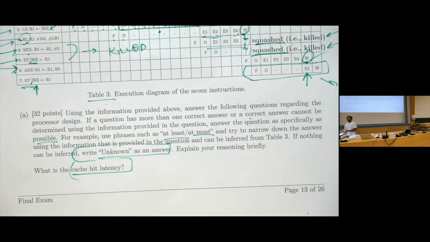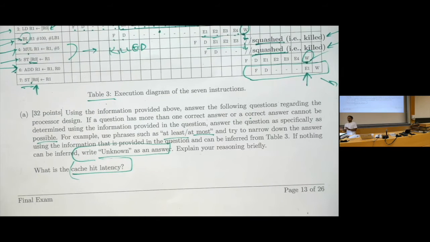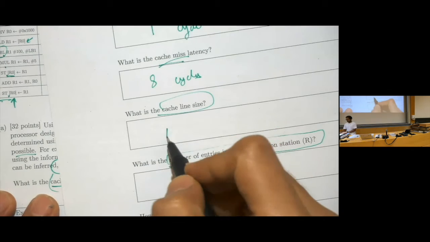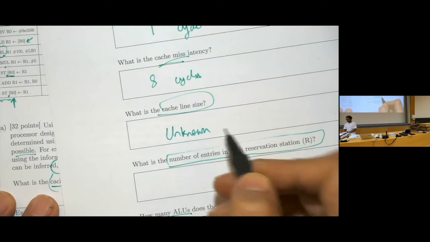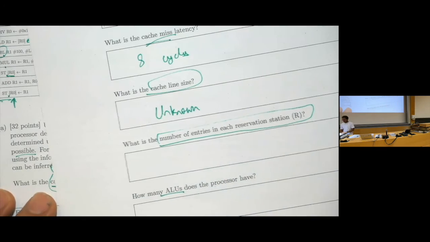The fact that this statement is present in the description means that the authors intended some, not always, but usually, some question as unknown. So it gives you a hint that one of these questions was designed to be unknown. And we see clearly that the cache line size is unknown. Okay. What is the number of entries in each reservation station?